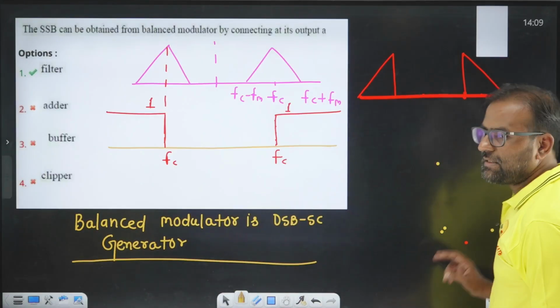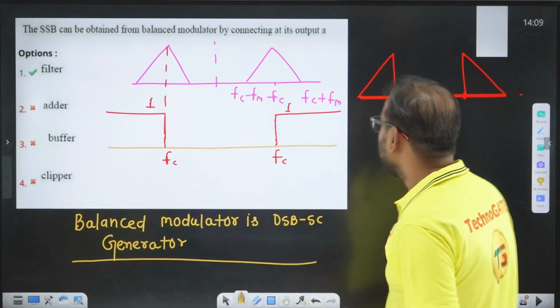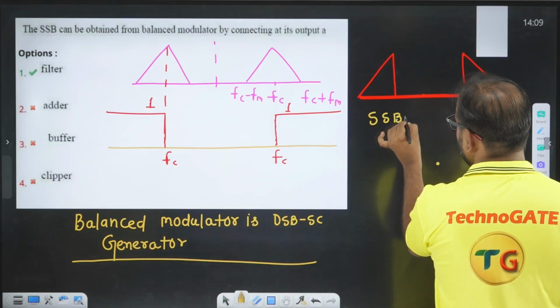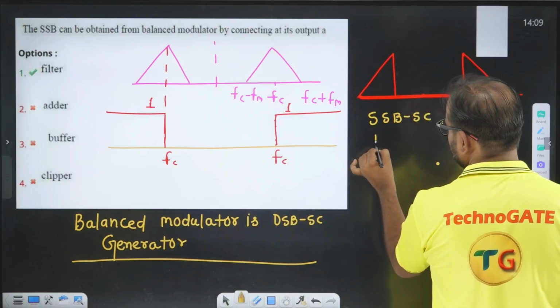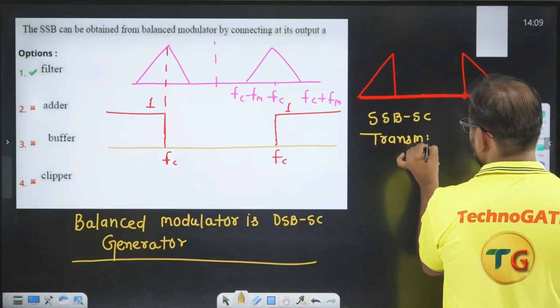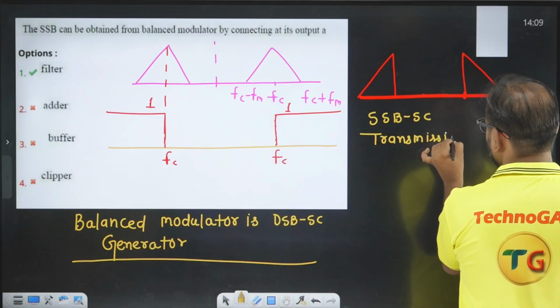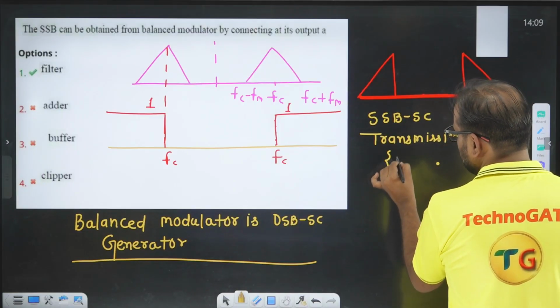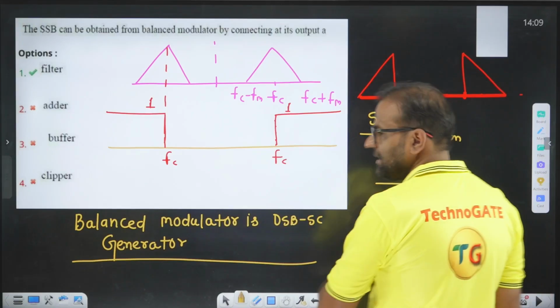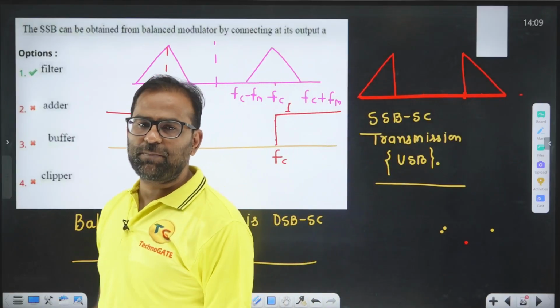This is known as single sideband SSB. This is known as SSB SC transmission, when the upper sideband is transmitted. Which sideband is transmitted? In this question we are transmitting the upper sideband.